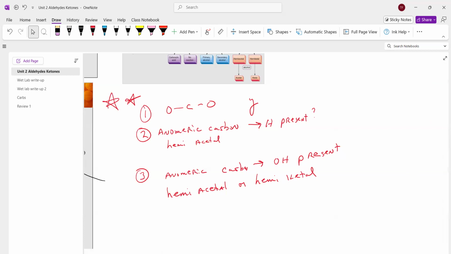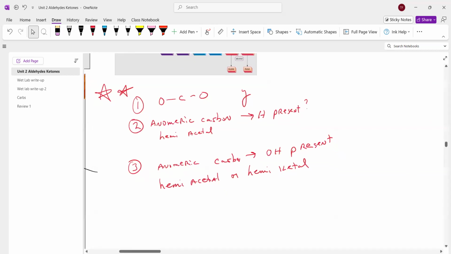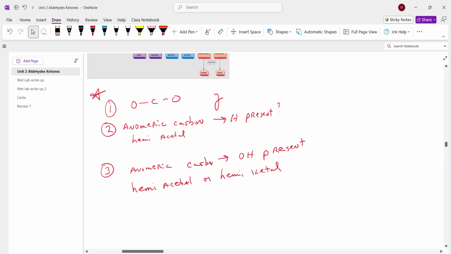Okay. Now we're going to do a lot of these examples, working with acetals and ketals and all that stuff. But you have to be able to identify it. You have to be able to identify it first before you can make it.